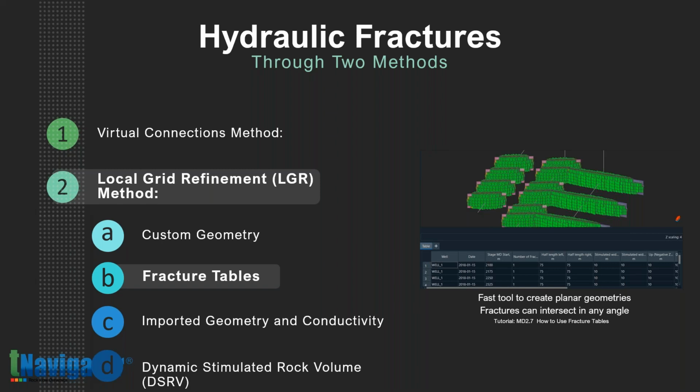Now, fracture tables are basically a table where we enter the well, the date of the stages, depth, and some geometrical parameters, and it creates automatically for us the planar fracture geometries. It's very, very fast and convenient to create that type of geometries. As well, the fractures can intersect the grid at any angle, and we have a tutorial with files and slides that shows how to do this.